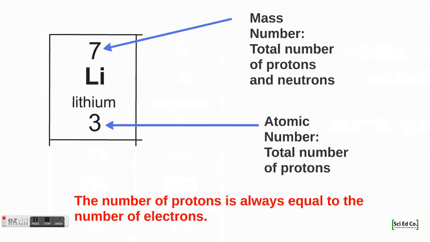Each symbol on the periodic table is accompanied by 2 numbers. The top number is called the mass number and tells us the total number of protons and neutrons in that specific atom. The bottom number is called the atomic number and it tells us the total number of protons in that specific atom. Remember that the number of protons is always equal to the number of electrons. Therefore, the atomic number can also tell us the number of electrons.